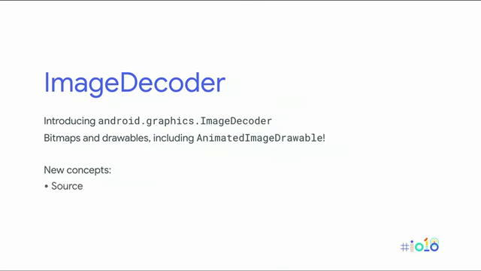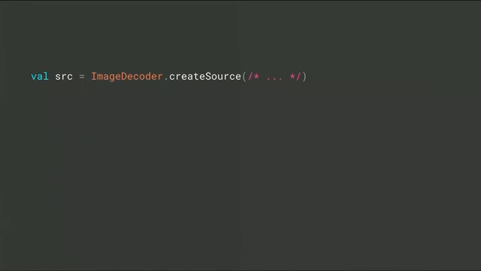It's possible to actually load those now. So there are a few concepts that you have to learn when you learn Image Decoder, and we're going to go through them in an example. So we have the concept of a source, we have the concept of the post-processor, and finally the header listener. So this is what the API looks like.